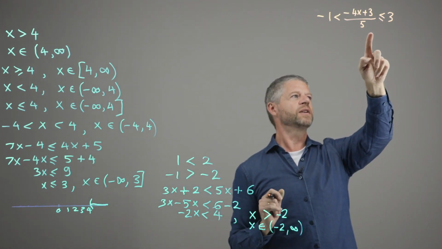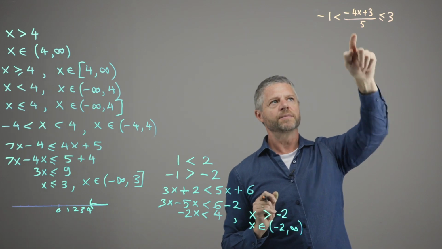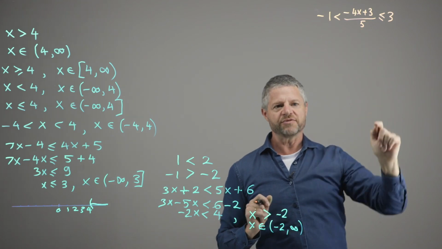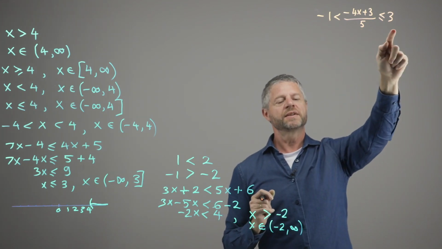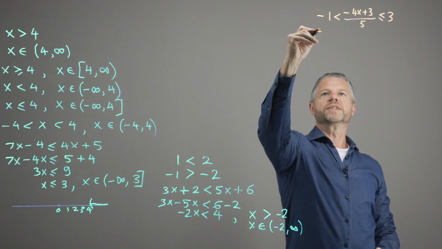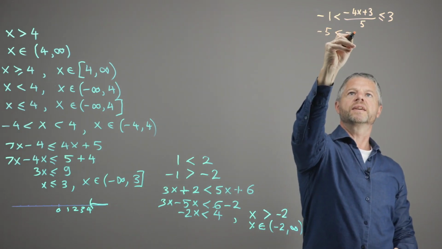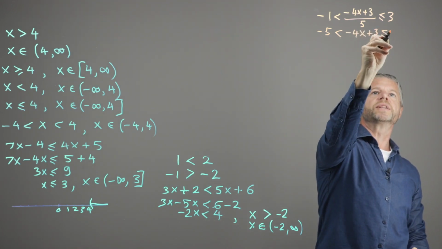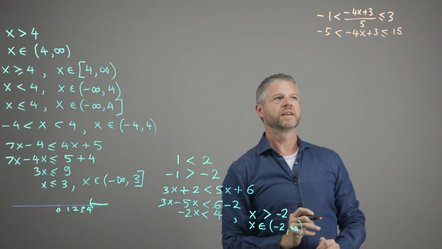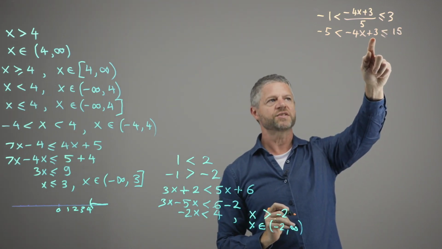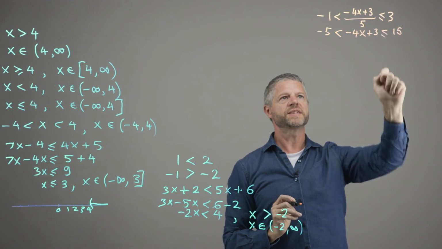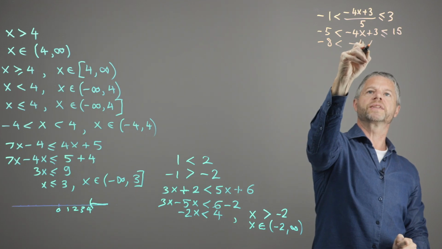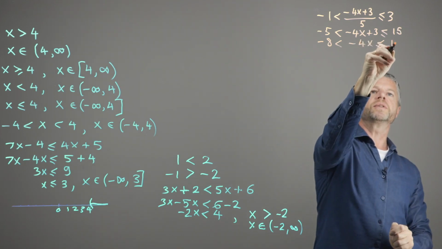So for example, the first thing I could do here, I'm going to try and isolate x in the middle. So first of all, I want to get rid of that divided by 5. So I'll just multiply each piece by 5. So I'll have minus 5 less than minus 4x plus 3 less than or equal to 3 times 5, 15. And then let's get rid of the plus 3. So I'll subtract 3 from all three pieces. So we'd have minus 8 less than minus 4x less than or equal to 12.